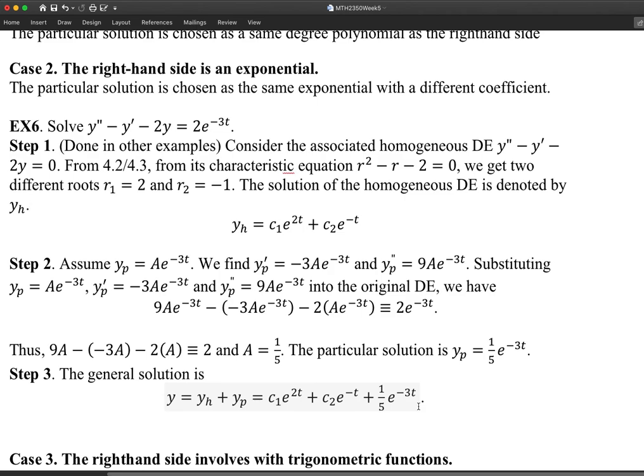So this is the study of section 4.4. We will have a little more about 4.4.